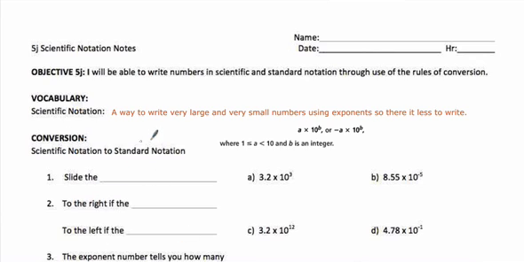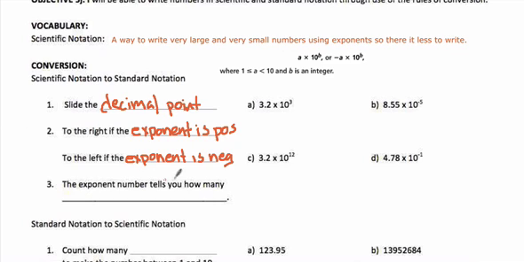If we have scientific notation, we want to put it in standard notation. How are we going to do that? Well, first you're going to slide the decimal point to the right if the exponent is positive, and to the left if the exponent is negative. The exponent number, so the actual number, tells you how many spaces to move the decimal point.